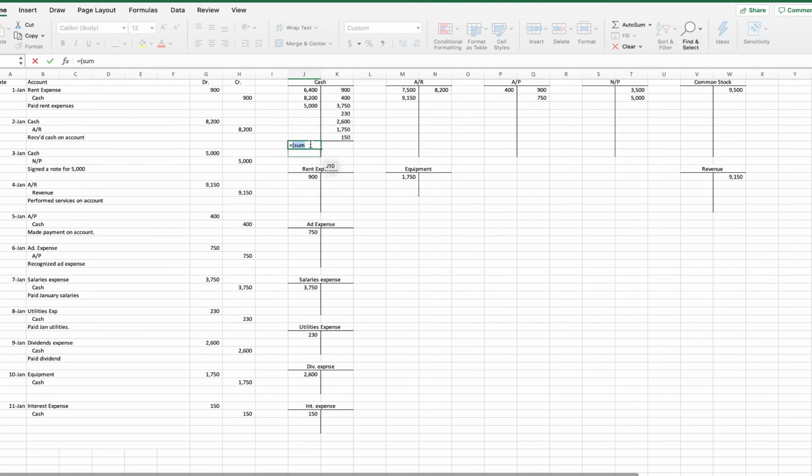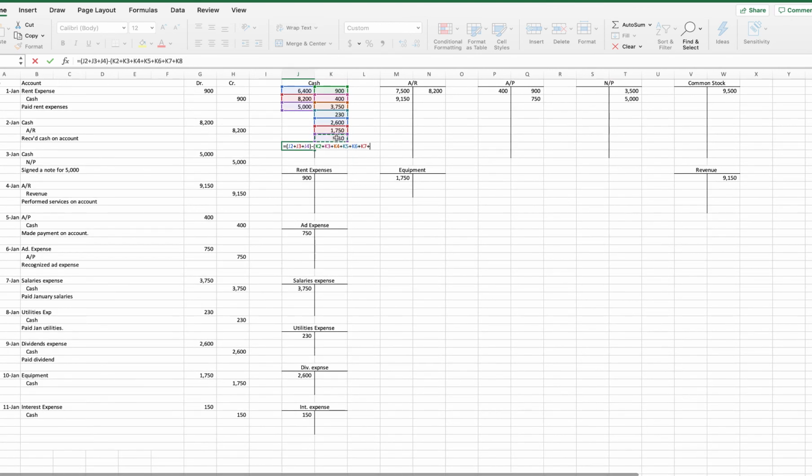Nope. Okay, so we're going to actually have to enter these in. So we're going to say equals, and just click on your debits and hit plus. Close parentheses, subtract, open parentheses, and then we're going to add all the credits. And if I do this correctly, we're going to get our cash balance of $98.20.